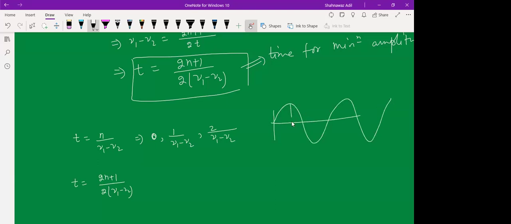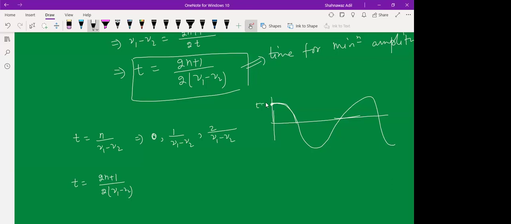One would happen at 0, right? So at 0, one maximum is happening, and then it is going down. So this is the first one, right?